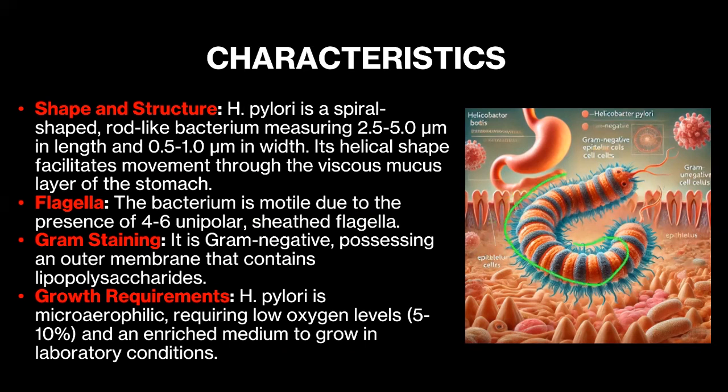H. pylori is a gram-negative bacterium, so it will look pink in gram staining during microscopy. Growth requirement: H. pylori is microaerophilic, meaning it requires low oxygen levels, like 5 to 10% oxygen, and it requires enriched medium for growth.